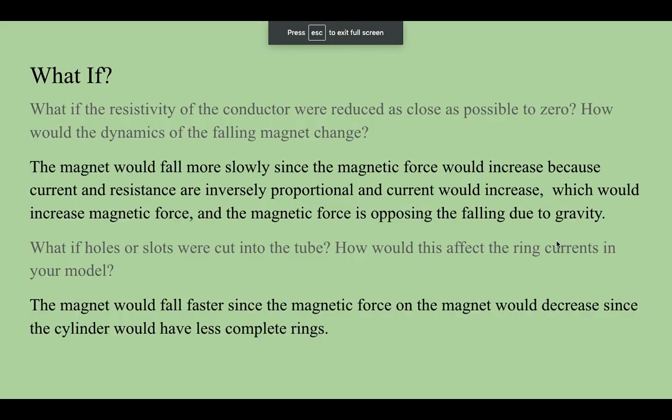And then if holes and slots were cut into the tube, this would make the magnet fall faster because the magnetic force would decrease. As we saw in the code, we're looking at the cylinder as tons of rings stacked on top of each other, so there would be fewer complete rings that you would count. This means that the magnetic force would be lower, less of a force would be countering gravity, so the magnet would fall faster.